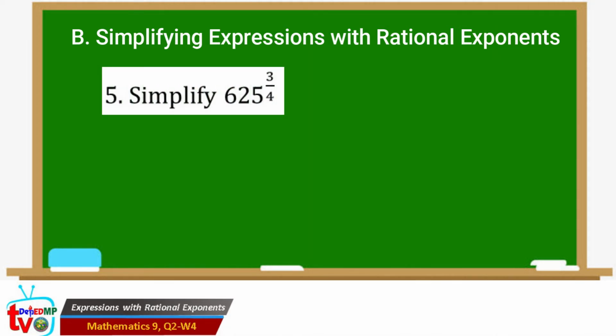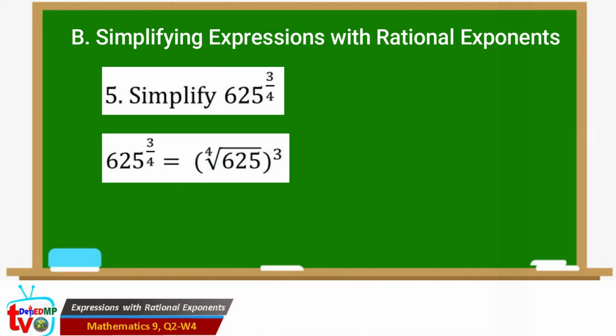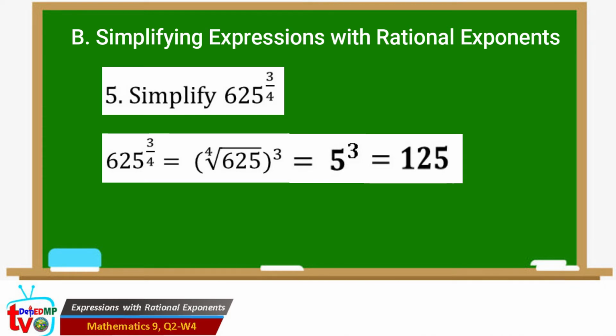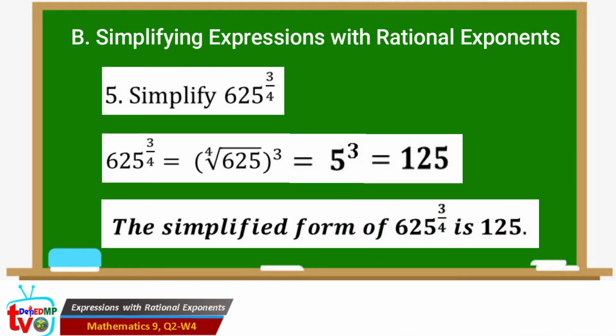For number 5, 625 raised to 3/4 becomes the fourth root of 625 raised to 3. Taking the fourth root of 625, it is 5. So, 5 raised to 3 is equal to 125. Therefore, the simplified form of 625 raised to 3/4 is 125.